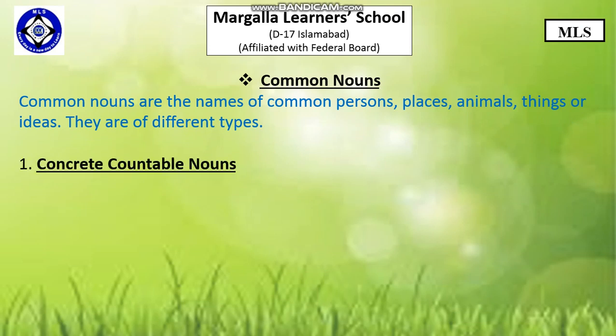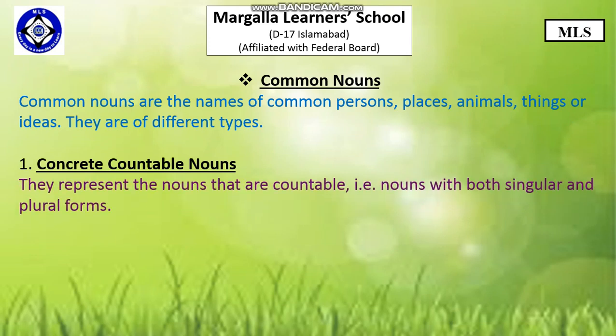The first one is concrete countable nouns. They represent the nouns that are countable, that is, nouns with both singular and plural forms. For example, bus, dog, pilot, house. These are concrete countable nouns. It means that we can touch them and we can count them as well.